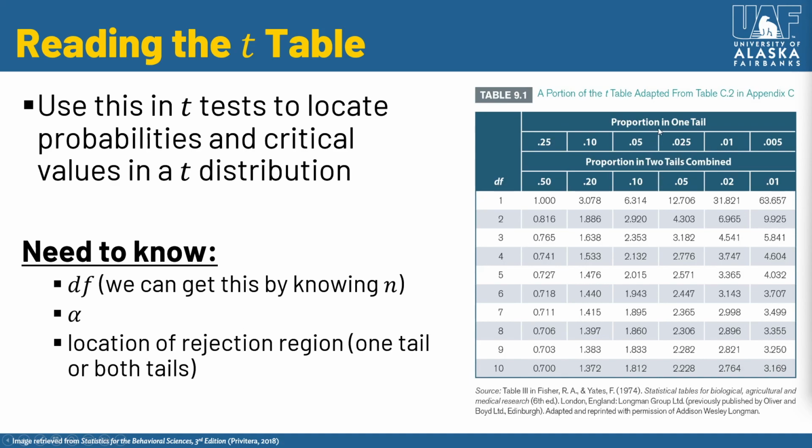So for example, if our alpha is 0.05 in one tail, that would be this column. If it's 0.05 in two tails, that would be this column, right? So that will determine where we look. And we also need to know degrees of freedom, right? This column on the left. And we can get degrees of freedom by knowing n, our sample size.